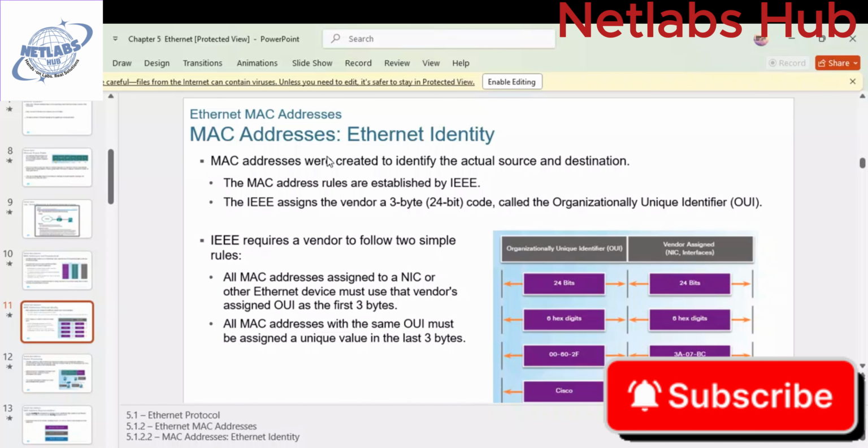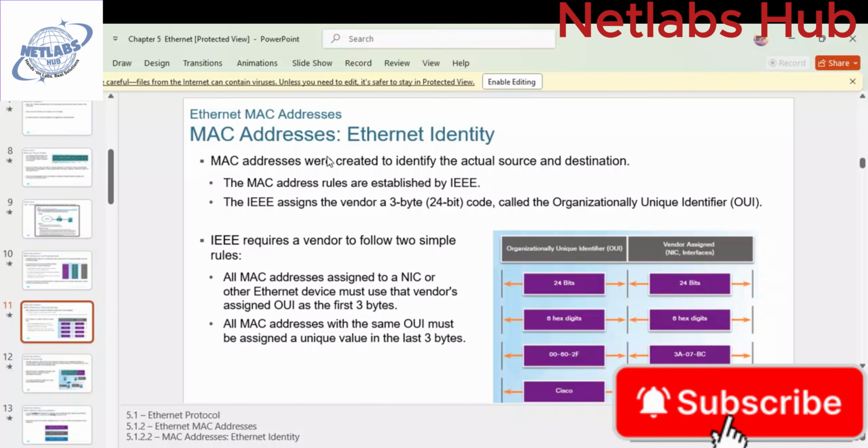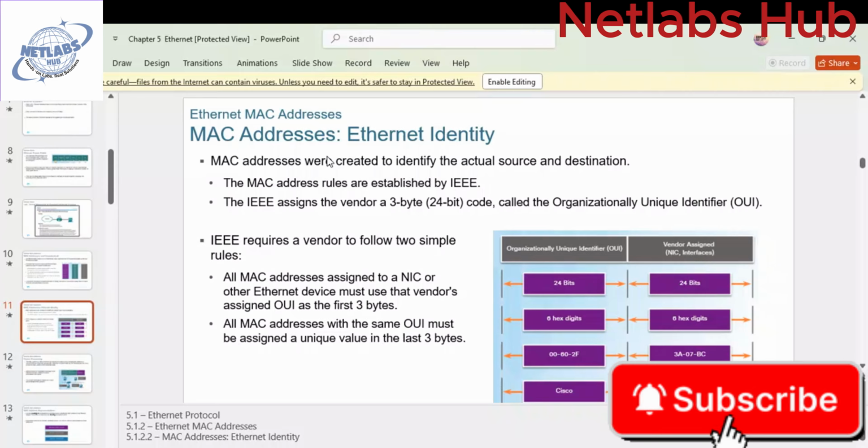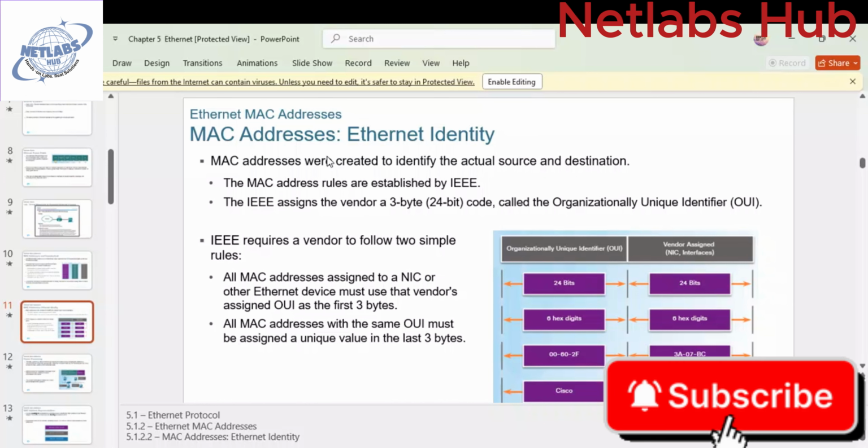IEEE requires a vendor to follow 2 simple rules: that all MAC addresses assigned to network interface cards or other Ethernet devices must use the vendor's assigned organizationally unique identifier as the first 3 bytes, and all MAC addresses within the same OUI must be assigned uniquely. So that's what you should check. As an example, when you check machines from HP, their Ethernet addresses have unique first 3 bytes, identifying the vendor.